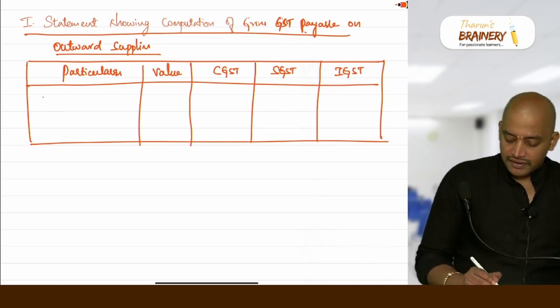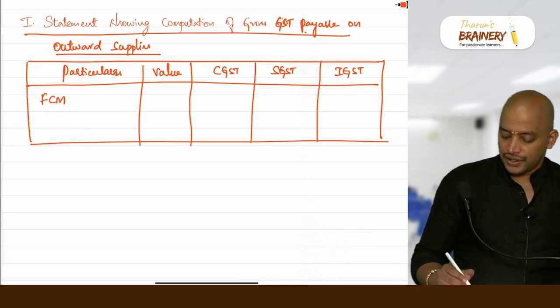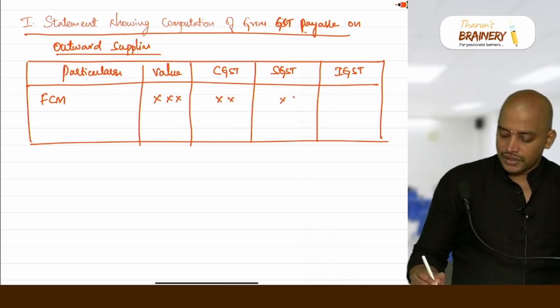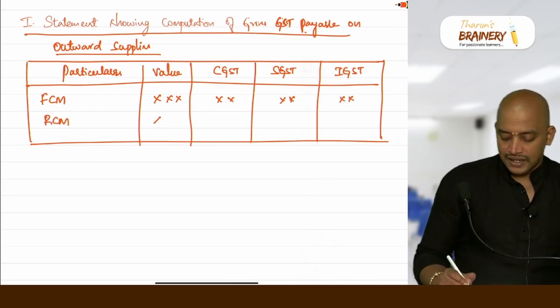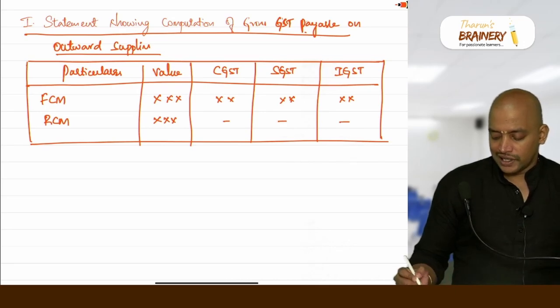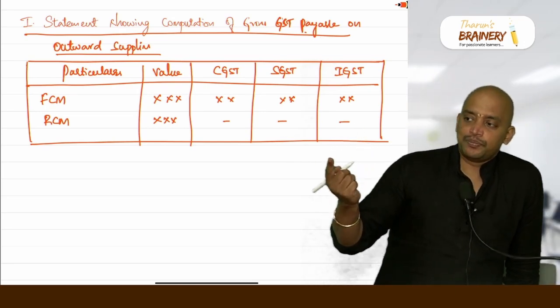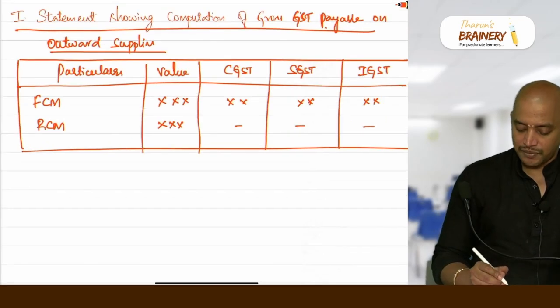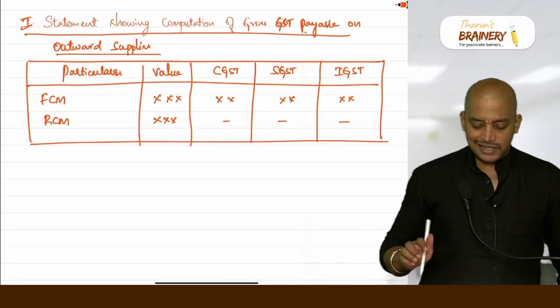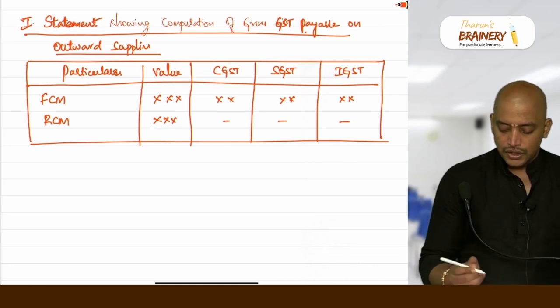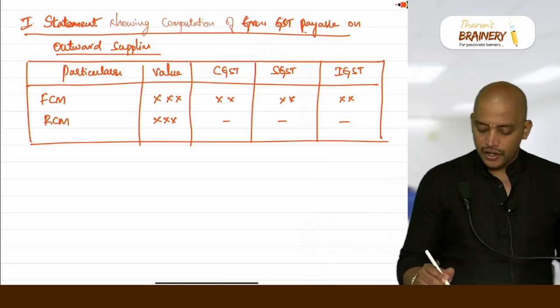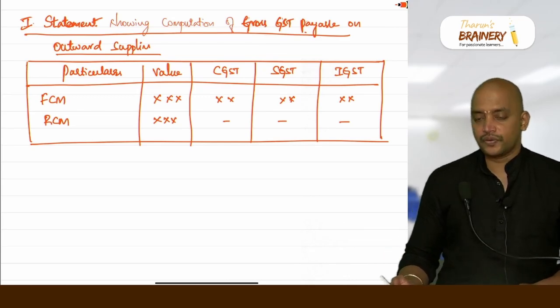Suppose you have an FCM transaction, you put it here, whatever the amounts are. What if you have RCM? You will not take it. Why? Because under RCM your recipient will pay. All these things will come in the first statement. So the first statement is the statement showing computation of gross GST payable on outward supplies.